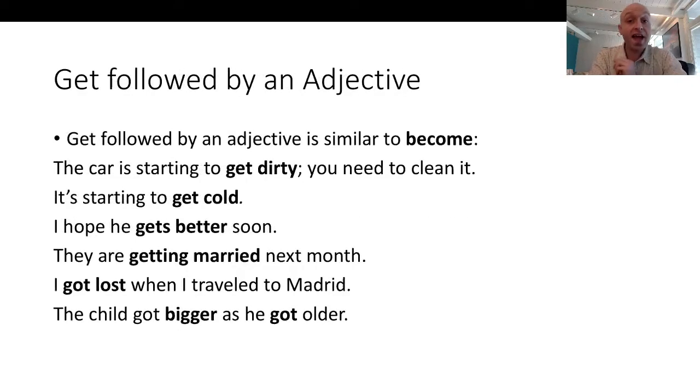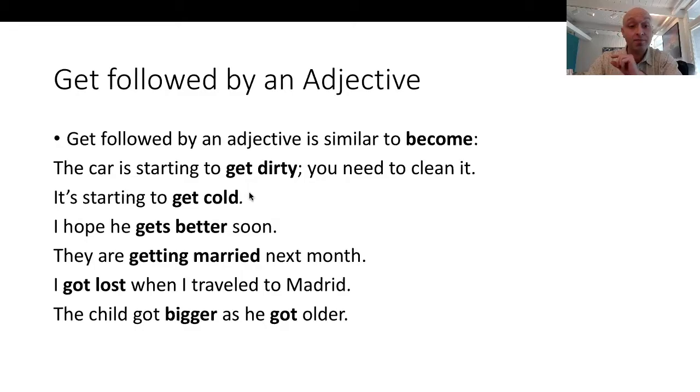A funny thing happens to get when it's followed by an adjective. When it's followed by an adjective, it's similar to become or transform in some way or change in some way. Let's check out a few examples. The car is starting to get dirty. You need to clean it. So dirt, dust, leaves are starting to cover the car. It's getting dirty. It's changing from clean to dirty.